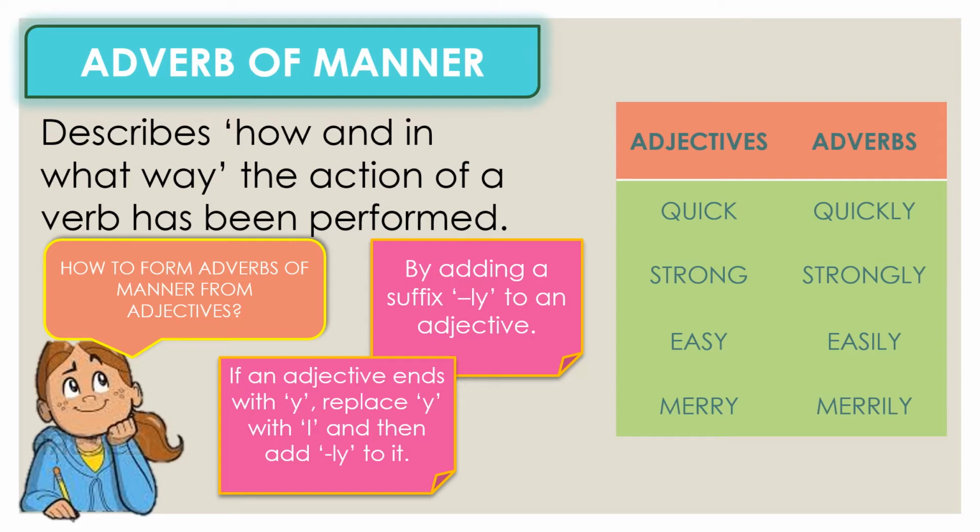And the second rule says that if an adjective ends with y, replace y with i and then add ly to it. Following are the examples. So quick, which is an adjective, becomes quickly. Strong, when ly is added to it, becomes strongly. Easy becomes easily, and merry becomes merrily.